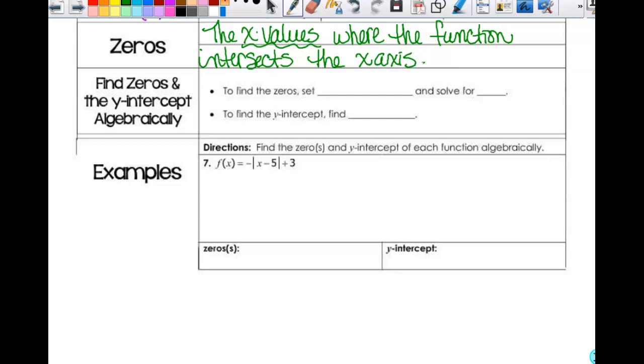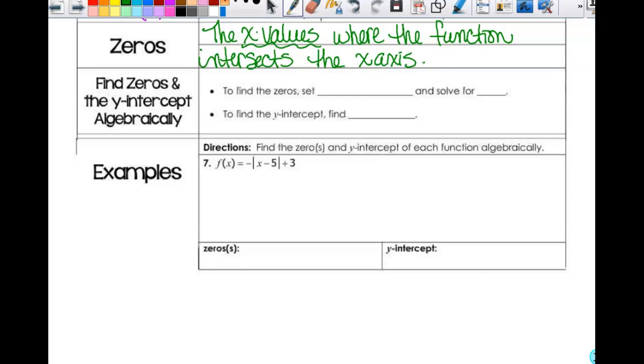Okay? The x values where the function intersects the x-axis. So it's not an ordered pair. It's just the x values. So this is when we write them in a set. If you're asked for the intercepts, you write it as an ordered pair. If you're asked for the zeros, you write it as a set of numbers. But they're still literally the exact same things that you're finding.